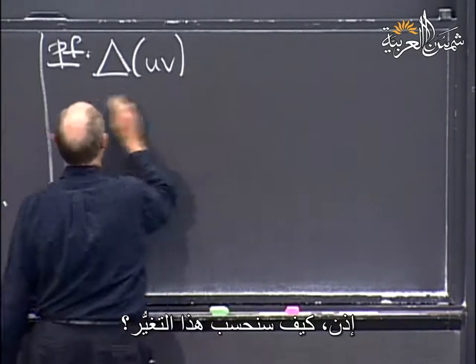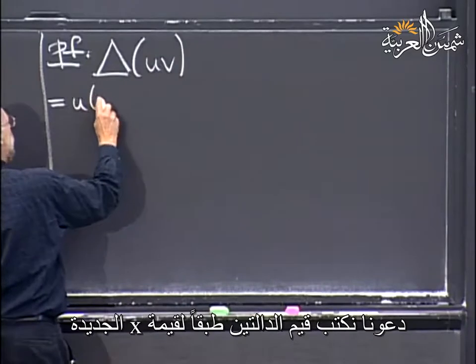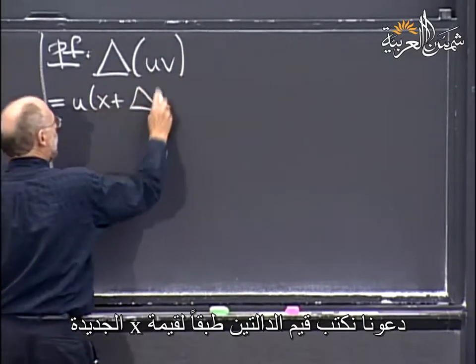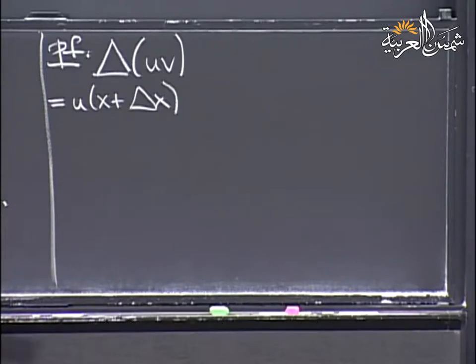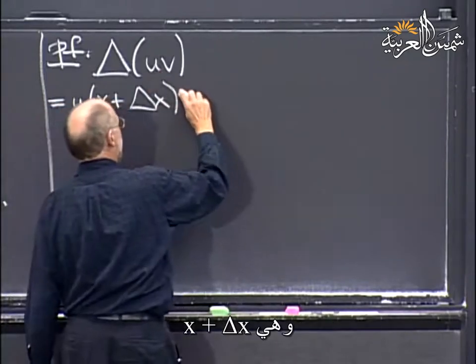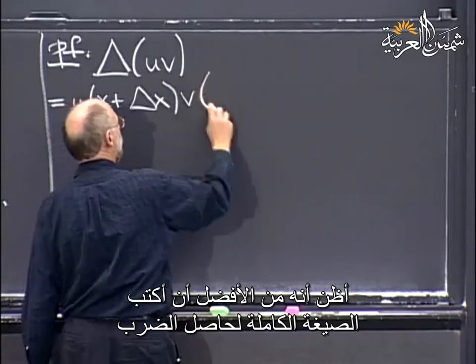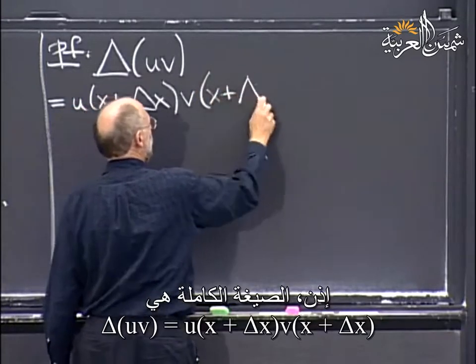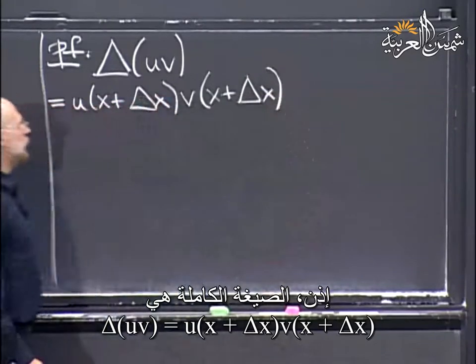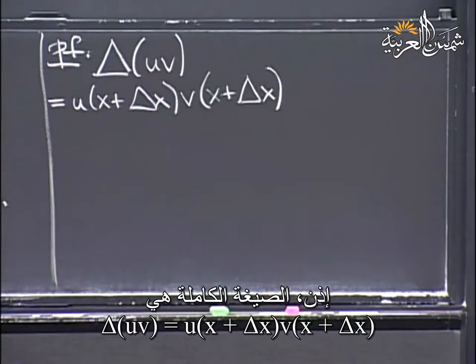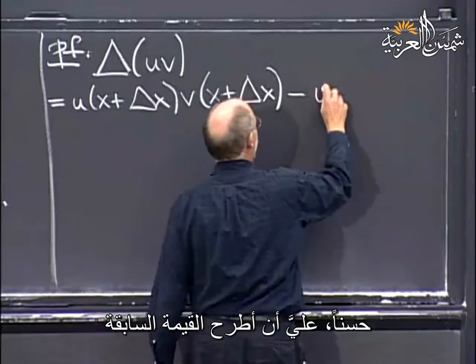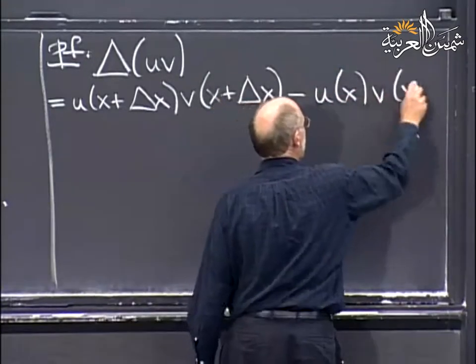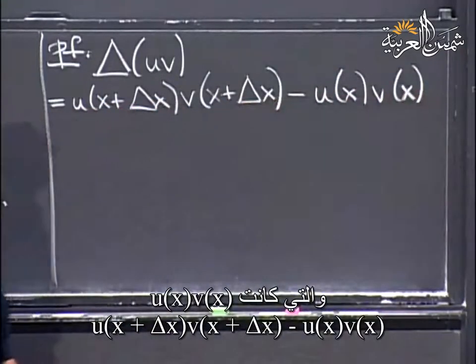Well, so how do we compute the change? Well, I write down the value of the function at some new value of x, x plus delta x. Well, I better write down the whole new value of the function, and the function is u times v, so the whole new value looks like this. It's u of x plus delta x times v of x plus delta x. That's the new value, but what's the change in the product? Well, I better subtract off what the old value was, which is u of x times v of x.